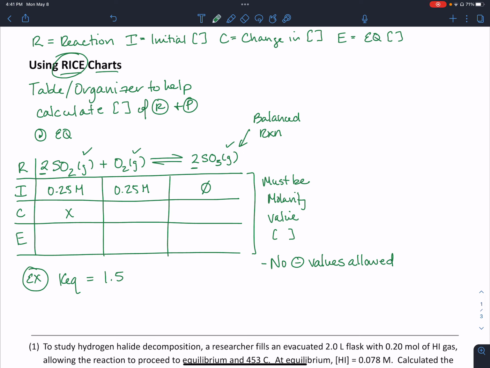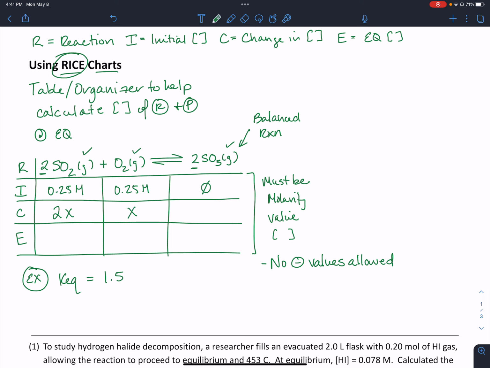And if we look at our coefficients, for every 2 molecules of SO3 produced, we're going to use 2 molecules of SO2. So we need a 2 in front of our X. For O2 with no coefficient, we're just going to lose X amount of that O2.